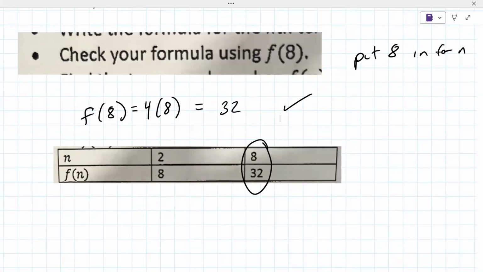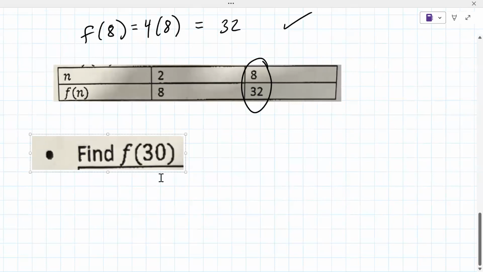All right. We're going to do this a little bit out of order. It says to find f of 30. So f of 30 means, again, you have f of n equals 4n. I want you to calculate f of 30, which means you're going to put 30 wherever you see an n. Okay.